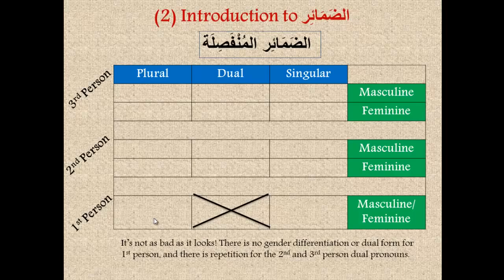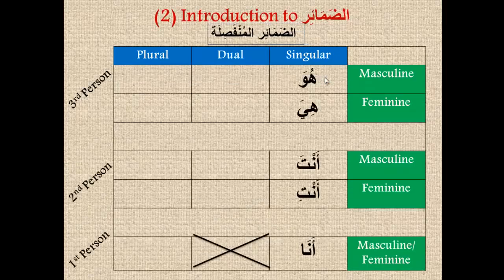In this lesson, we are only going to learn the pronouns in this column, the singular ones. In future lessons, we will fill in the remaining slots, but right now we will concern ourselves with the singular pronouns, and here they are. We have huwa for the third person singular masculine pronoun. Huwa means he or it. Hiya means she or it. That's the third person singular feminine pronoun.